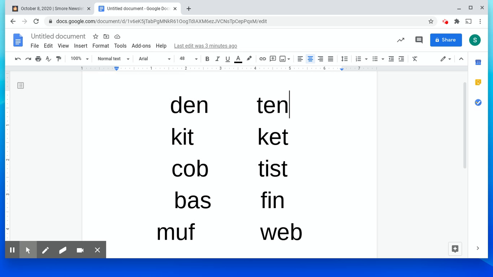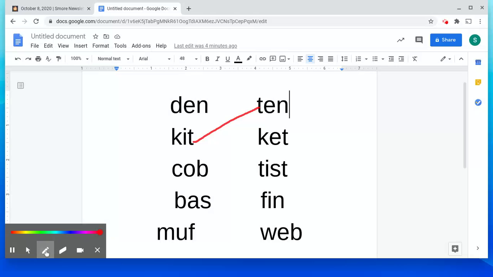So, the first clue I have is this is a baby cat. So we would have kit and ten. Kitten. Okay, and when we write that out, kitten, we have two syllables. Count them. Kitten. Very good.